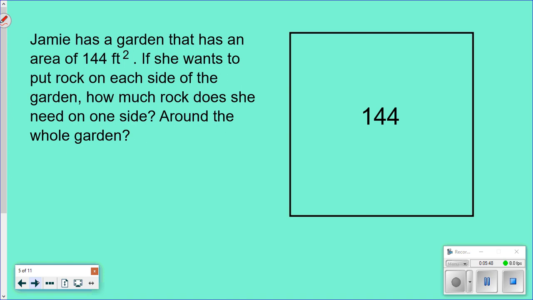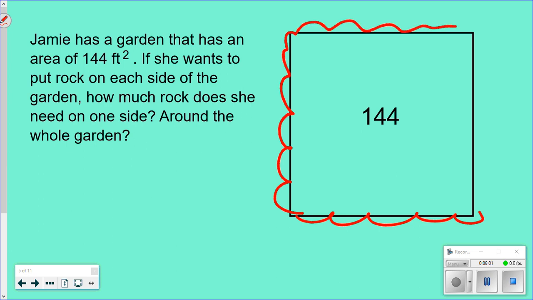Here's an example of a story problem. Jamie has this garden that has an area of 144 feet square. She wants to put rock on each side of the garden, so she wants to put rock here, and here, and all over here. How much rock does she need on one side and around the whole garden?